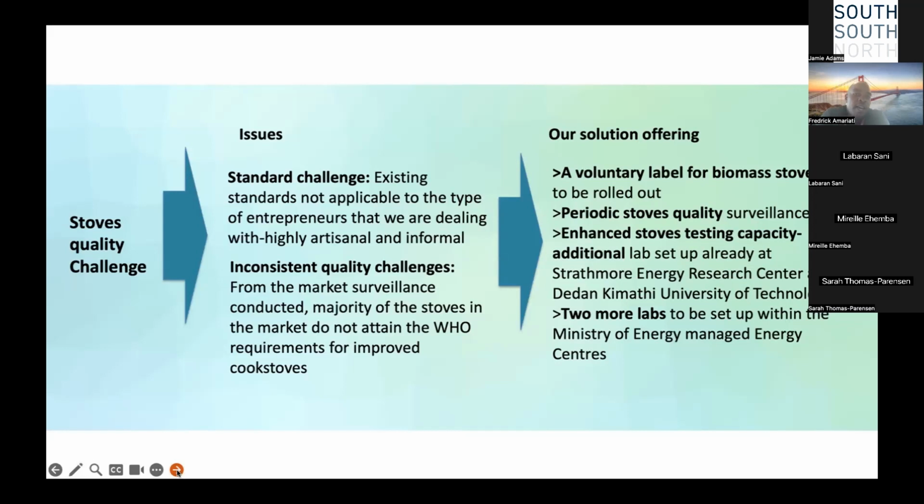Maybe to bring it on, with the only testing agency in Kenya, it could take a bit longer for you to get your results when you submit your stove. But we think with the additional four, this should be easier and will enable our entrepreneurs to operate more, to innovate more, and get the test results on time. Next slide.